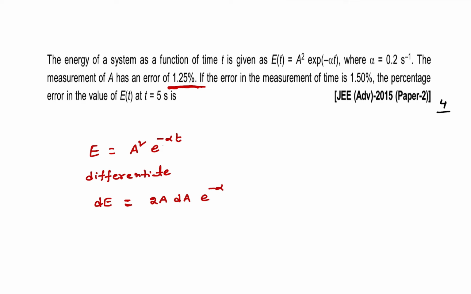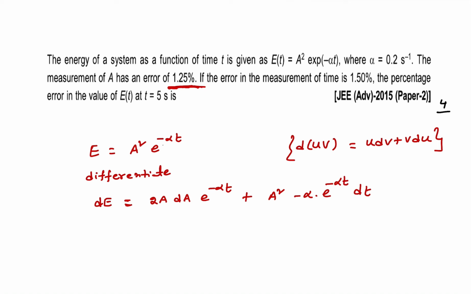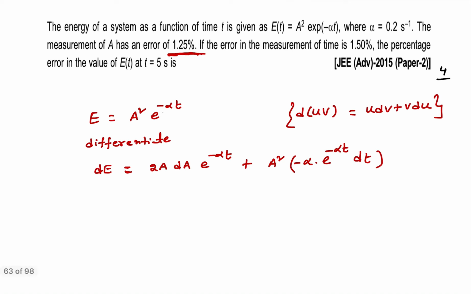So I can write the error in A squared as 2A dA into e to the power of minus alpha t. I am using the UV method, so I can write u dv plus v du. That is the differentiation process I am applying. So plus again A squared into minus alpha into e to the power of minus alpha t into dt.